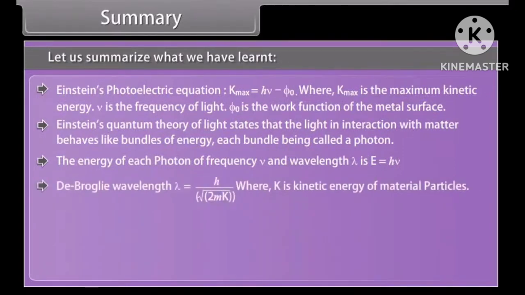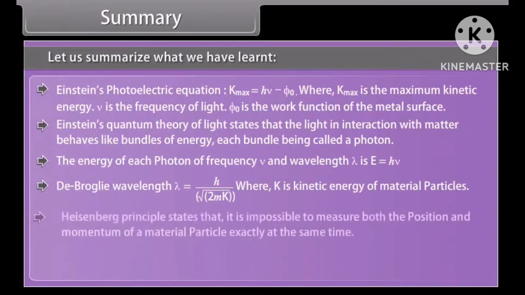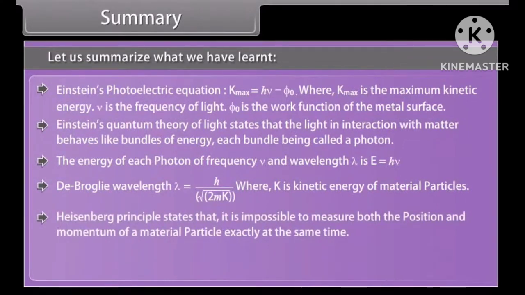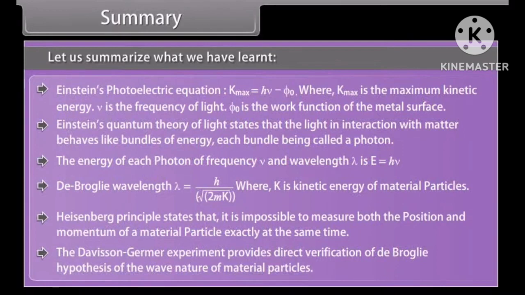De Broglie wavelength lambda equals h by square root of 2mK, where K is the kinetic energy of material particles. The Heisenberg principle states that it is impossible to measure both the position and momentum of a material particle exactly at the same time. The Davisson-Germer experiment provides direct verification of the de Broglie hypothesis of the wave nature of material particles.